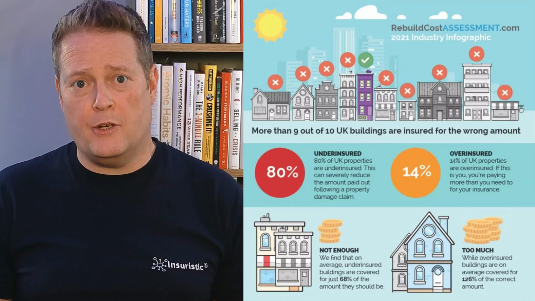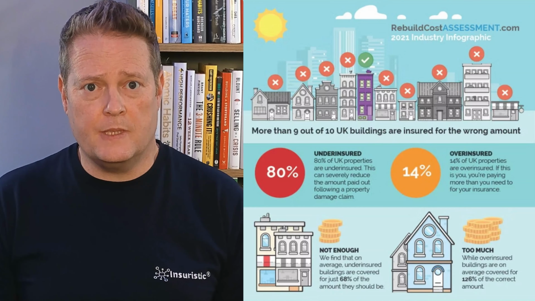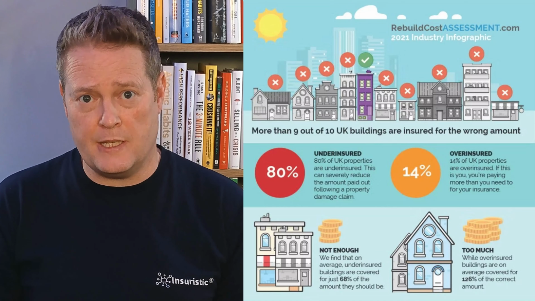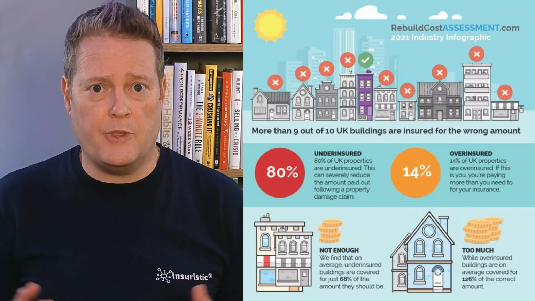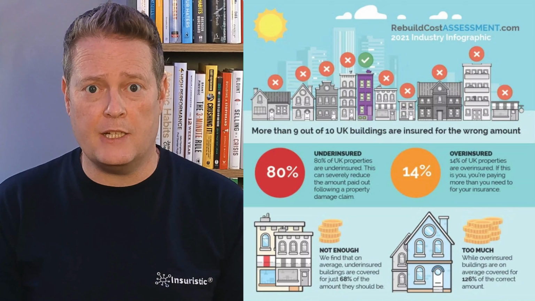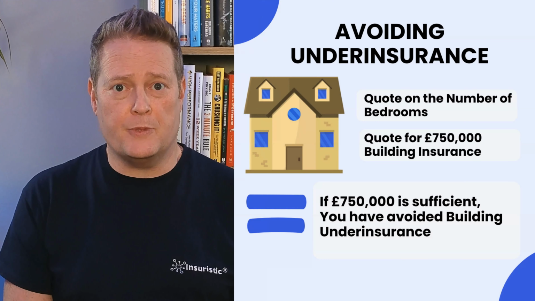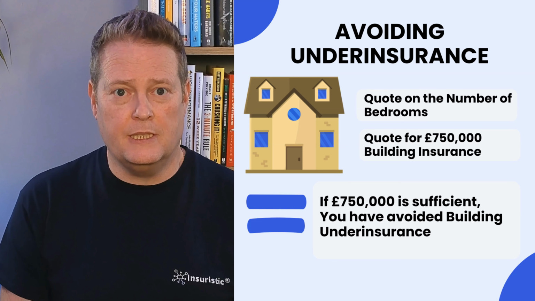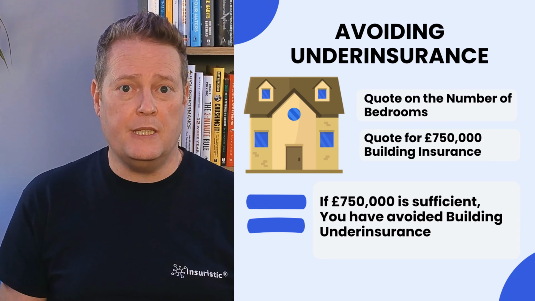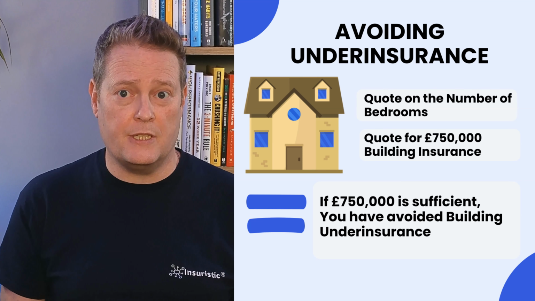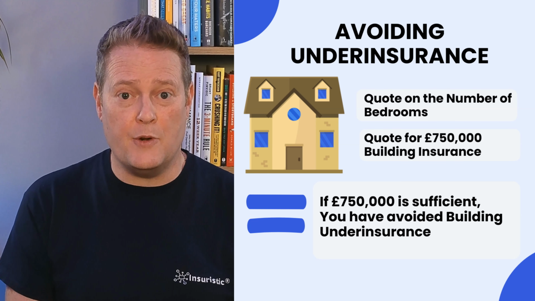Underinsurance is a big PI risk for solicitors and executors. Risk management firm Risk Stops data shows that as many as 8 out of 10 properties in the UK are underinsured, with the resulting claim shortfall posing a significant financial liability for you and your clients. If you don't know the rebuild cost, we can quote on the number of bedrooms, providing a blanket of £750,000 buildings insurance cover. If this is enough to rebuild the property, you've avoided the underinsurance risk. If you have an accurate rebuild cost, you can use it instead for a more accurate price.